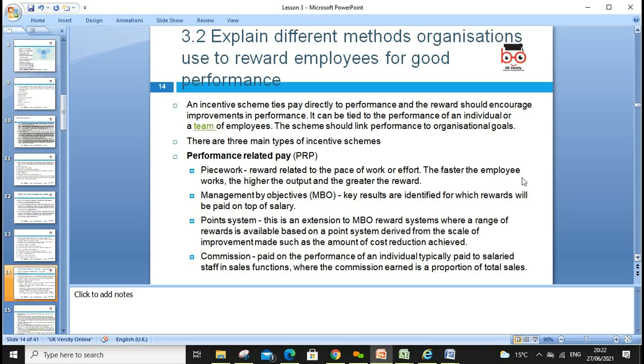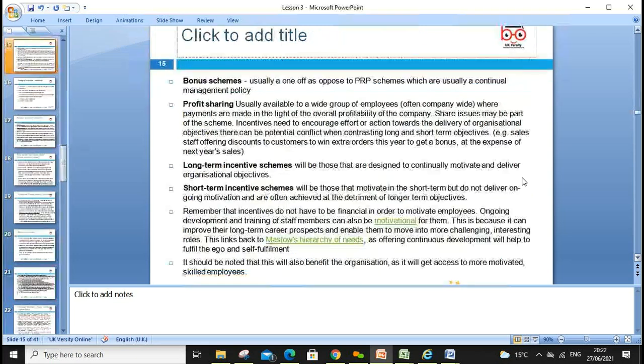Performance-related pay, like piecework, means rewards are related to the pace or the effort. The faster the employees work, the higher the output and the greater the reward. In motivation by objectives, the key results identify which reward is to be paid on top of salary. A point system can be an extension of the management by objectives approach, where the reward available is based on a point system derived from the scale of improvement.